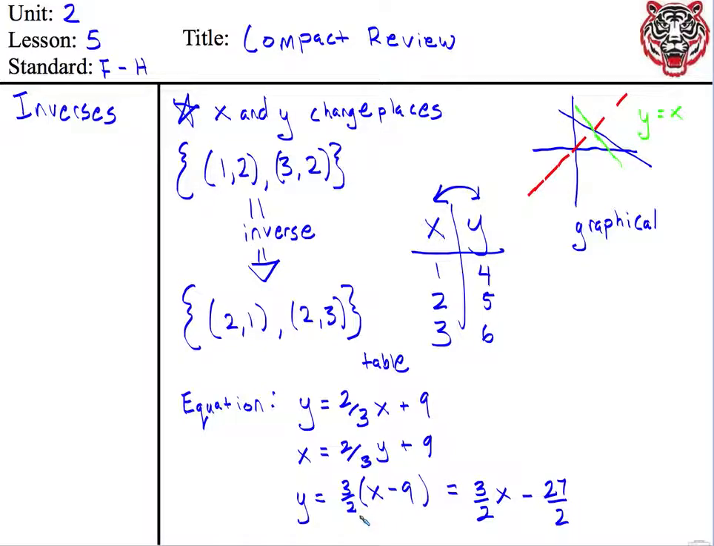So that's inverses. That's one of the main properties of standard f. So maybe you want to label this whole section standard f, because we know the vertical line test and we know how to evaluate for certain values. So that was all of standard f.